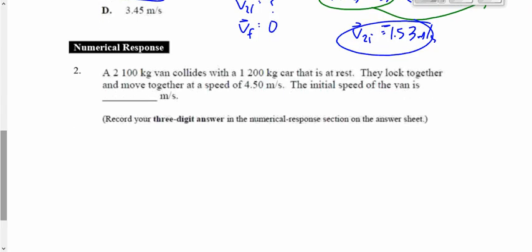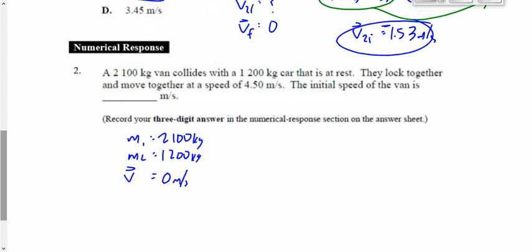A 2,100 kilogram van collides with a 1,200 kilogram car at rest. They lock together. They move off at a speed of 4.5. What's the initial speed of the van? Let's call this one M1. Let's call this guy M2. What's at rest here? Some velocity is 0 meters per second.